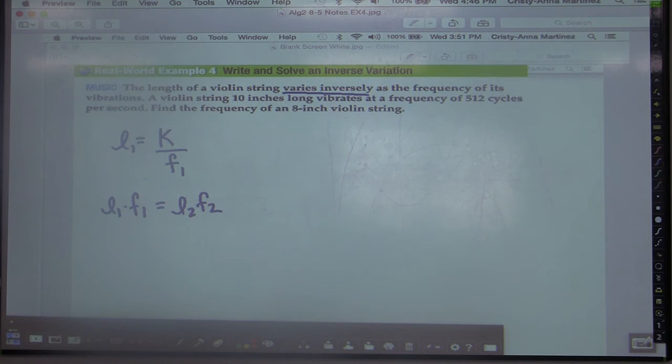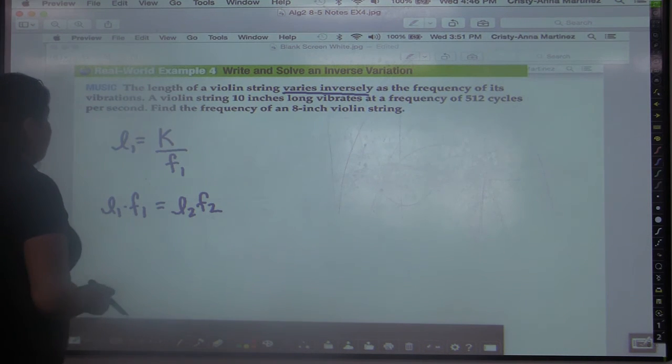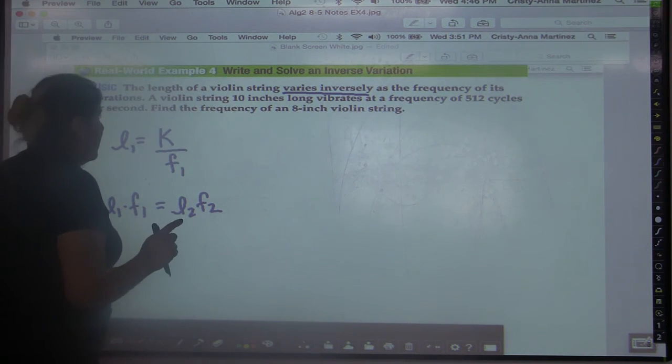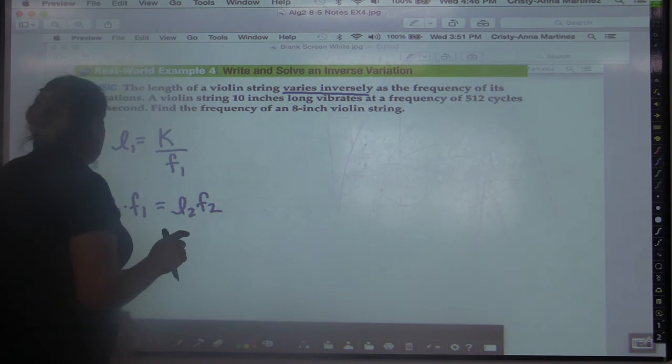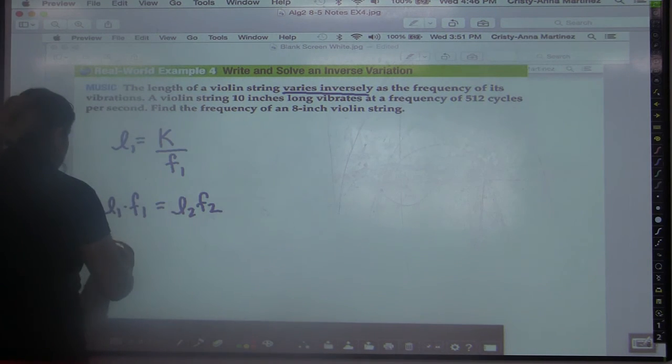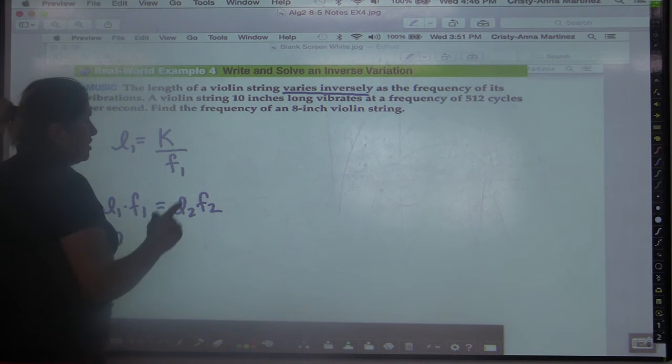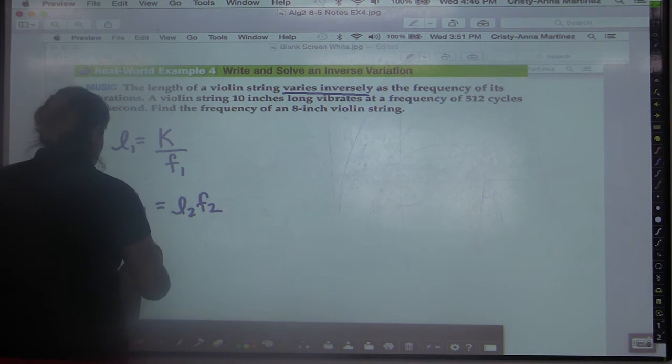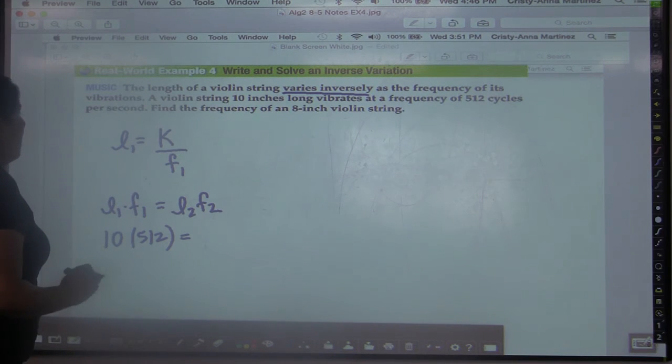And so in this case, it tells me that a violin string, again, that's the length, is 10 inches long. So that would be my L1. And then the vibrations are 512 cycles per second. So I replace F1 with 512. And then it says, find the frequency.